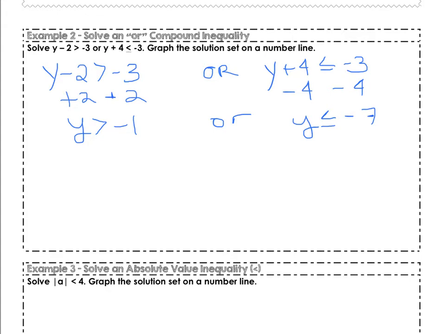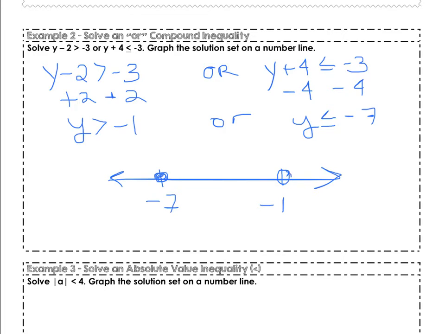If we're looking at this logically, y is greater than negative 1 or y is less than or equal to negative 7. It makes logical sense because both cannot happen at the same time, which is why it's going to be an or inequality. So once again, when I go to graph this, I'm going to plot a spot at negative 7, give him a closed circle because we're or equal to, and plot a spot at negative 1, give him an open circle because we're not or equal to.